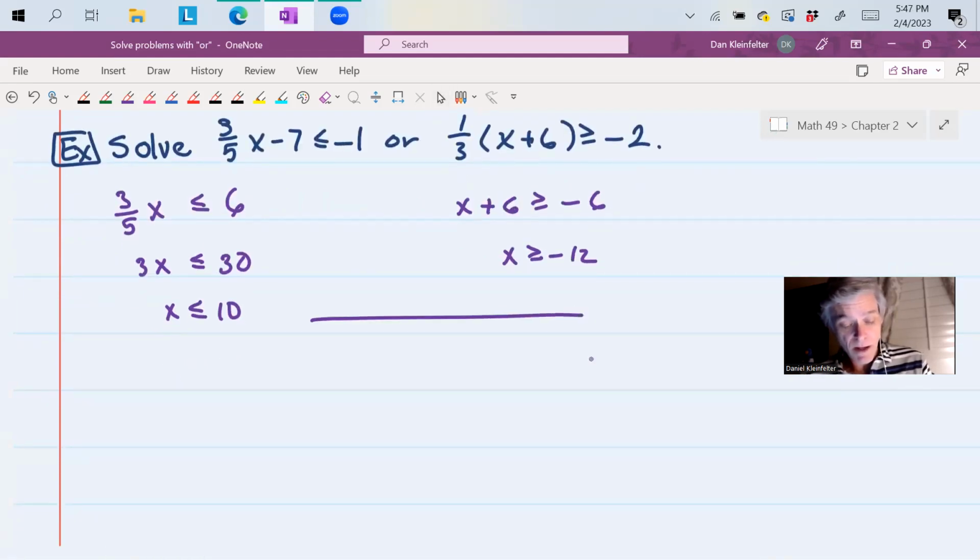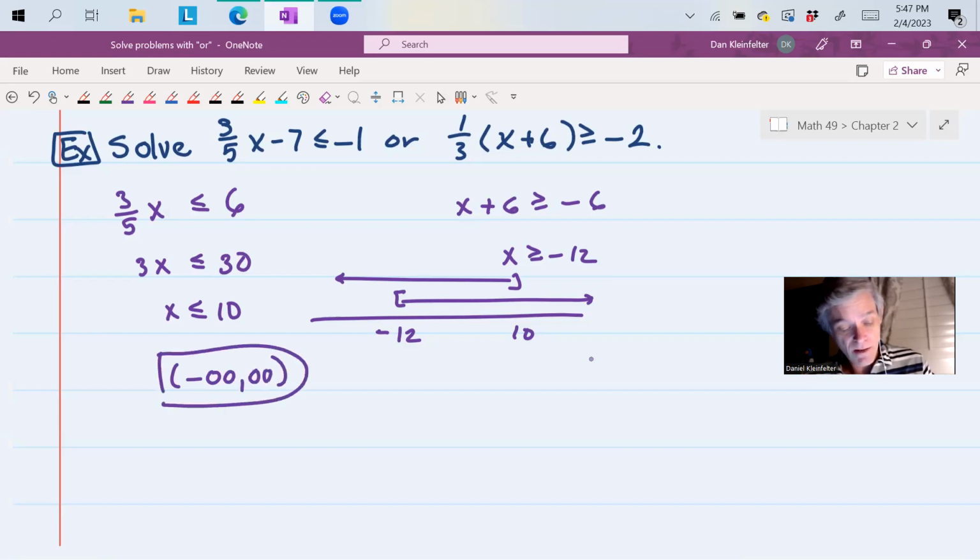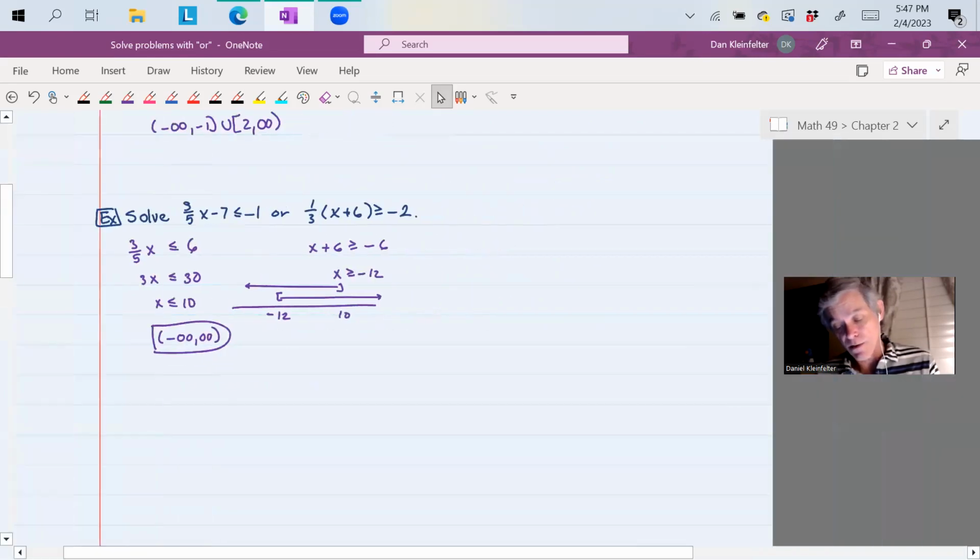So again, a picture may help. We have -12 on the left, 10 on the right. We want greater than or equal to -12 and less than or equal to 10 on our picture. Here we're looking for the x's that fit one or the other of the two inequalities. Between the two, that actually covers the whole real number line. So our answer here is all real numbers. Okay, and that is the answer to that.